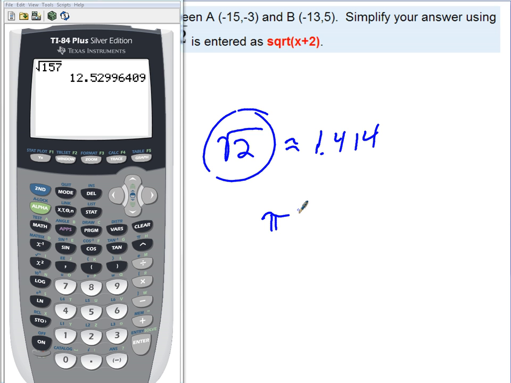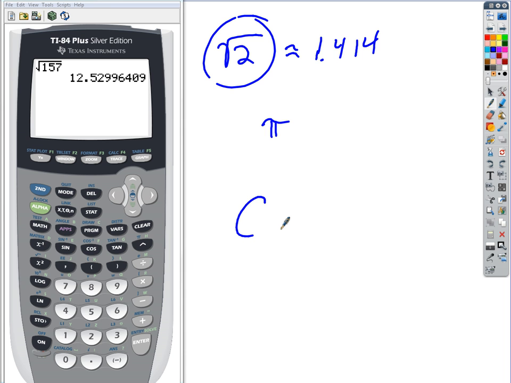But can anybody remember from previous years, what's the definition of the circumference of a circle, which is the distance around a circle, right? Perimeter of a circle equals what? It's 2 pi r. 2 times pi times the radius. And what is 2 times the radius for a circle? What do we call twice the radius? The diameter. Good.